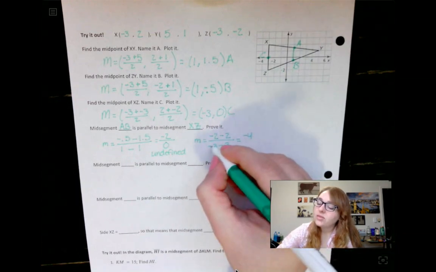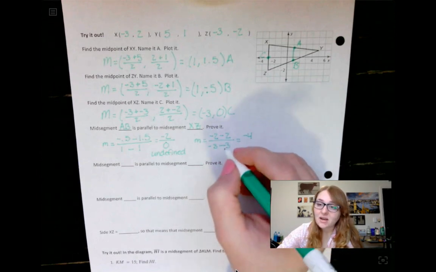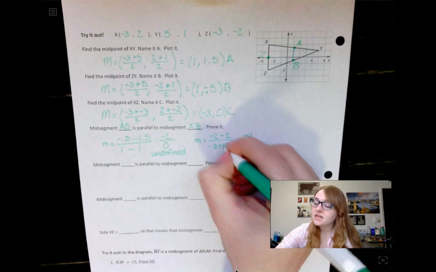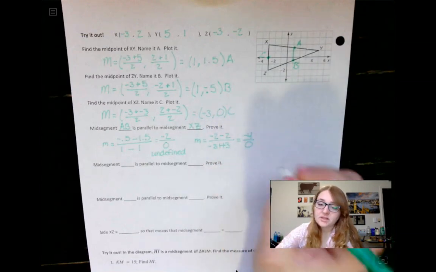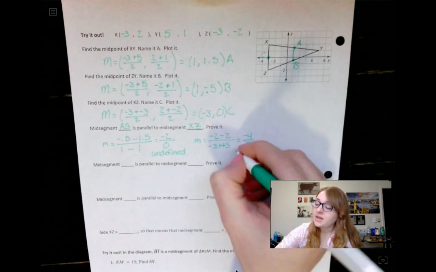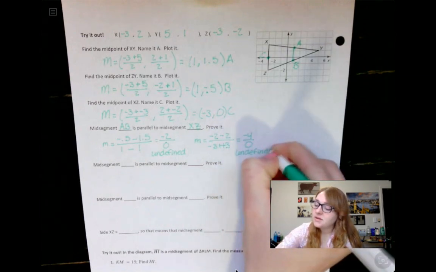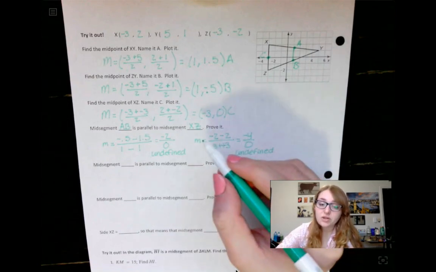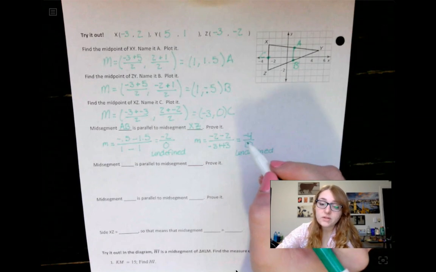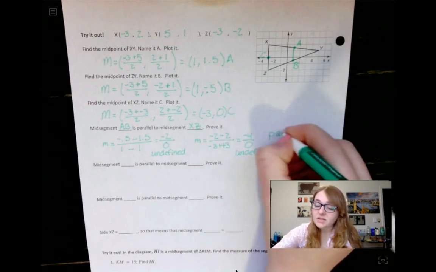And then negative 3 minus a negative 3. Remember, when we are subtracting a negative, we are really adding a positive. So negative 3 plus 3 is going to give us 0. Since 0 is on the denominator, again, this is also undefined. So even though our fractions are different, we have negative 2 over 0 and negative 4 over 0, since they're both undefined, these lines are in fact parallel.